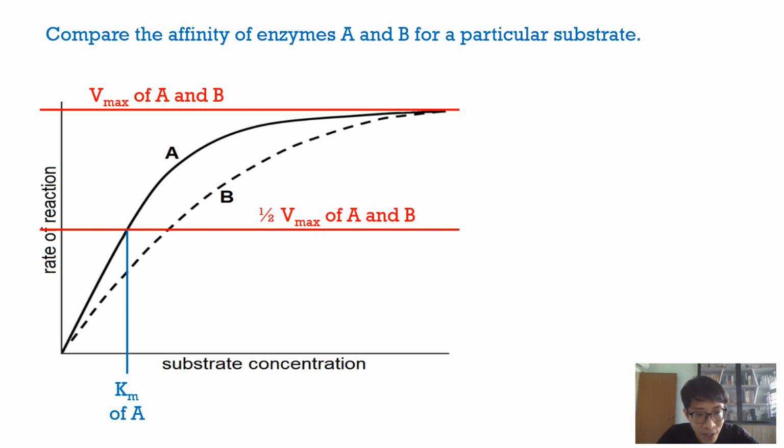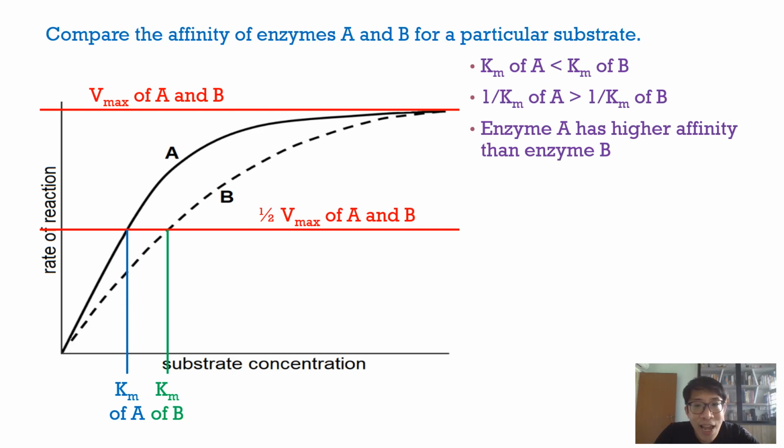The corresponding substrate concentrations to achieve the half Vmax for the two enzymes would be the Km values of the two enzymes. As you can see, the Km value for enzyme A is smaller than the Km value of enzyme B, and with the affinity being 1 over Km, the affinity of A is higher than the affinity of enzyme B. So enzyme A has a higher affinity than enzyme B.